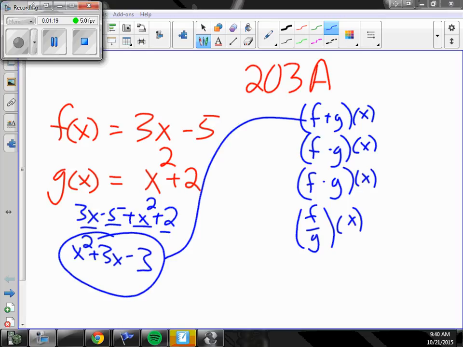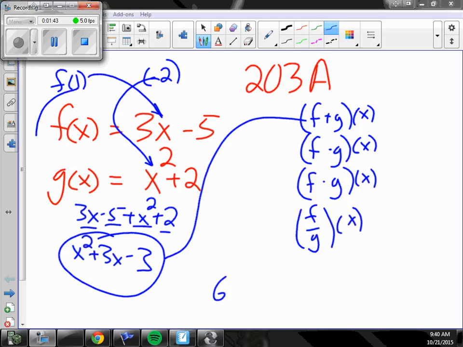Okay. Now, the interesting thing about this is if I plug in 1 to f of x, so f of 1, stick that in here, 3 times 1 is 3 minus 5 is negative 2. If I take that negative 2 and stick it in there, negative 2 squared is 4 plus 2 is 6. So I plugged in 1 and I got 6. If I plug in 1 here, I should jump straight to 6 if I did it correctly. So that didn't work.